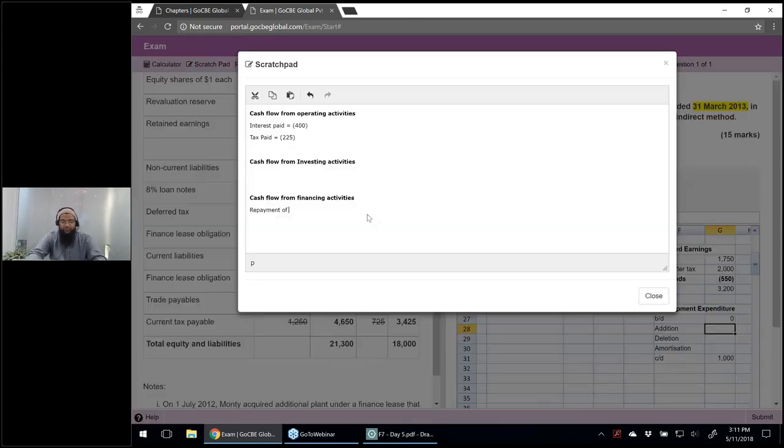Repayment of loan notes is equals to 1725. So 3125 done, 1400 done. We are going to strike through this.